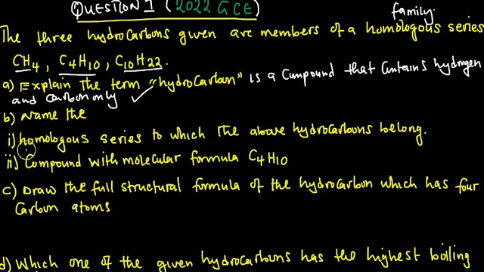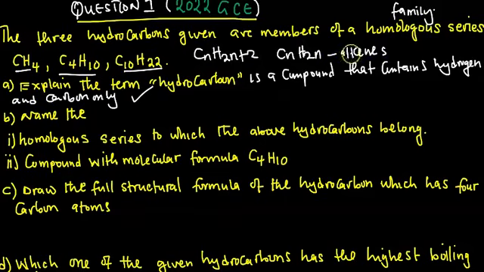Then, name the homologous series to which the above hydrocarbons belong. So now, where do they belong? Let me just write the general formula for the 2 hydrocarbons that we can look at, just 2 possible ones. CnH2n+2. Then we have CnH2n. This one is for alkanes, and this one is for alkenes.